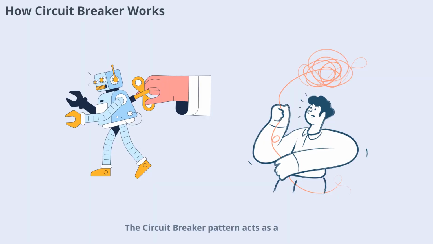Circuit breaker pattern acts as a proxy between your application and the remote service. It monitors the number of recent failures and decides whether to let requests through or block them. If failures exceed a certain threshold, the circuit breaker trips and blocks further attempts for a set period. This gives the system time to recover and avoids wasting resources on operations that are likely to fail. Once the timeout expires, the circuit breaker allows a few trial requests to check if the service has recovered.